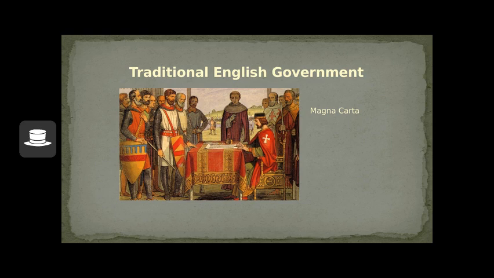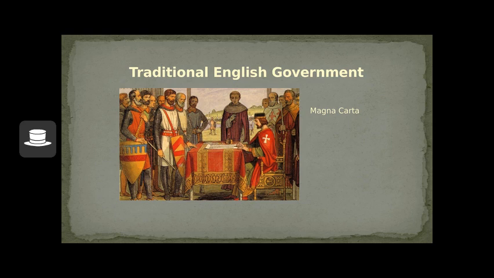Okay? And basically what this said was that the king was going to rule in accordance with law. Okay? So he wasn't going to act above the law anymore. And that he wasn't going to tax his subjects without consent, that you couldn't just take things from people because you needed them, even if you were the king. And this document, as I mentioned, would be the foundation of the English Constitution.